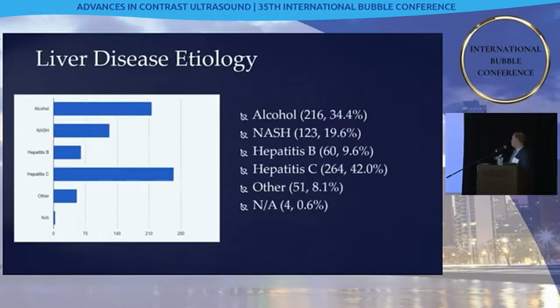Regarding liver disease etiology, the majority have alcohol or hepatitis C cirrhosis. Very few patients have hepatitis B, only probably 10% or so.